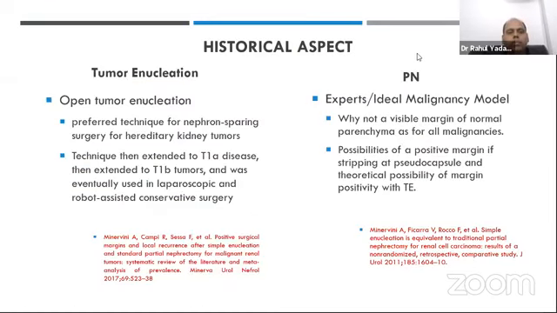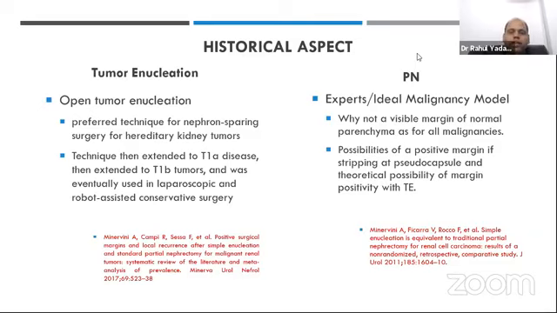What is the historical perspective? If we see the history, initially we used to do radical nephrectomy for all cases. Gradually, for imperative indications like hereditary tumors and multifocal tumors, partial nephrectomy pitched in. And in such cases, enucleation is the initial modality. Then the technique extended to T1A disease, then to T1B tumors, and eventually to laparoscopic and robotic surgeries.